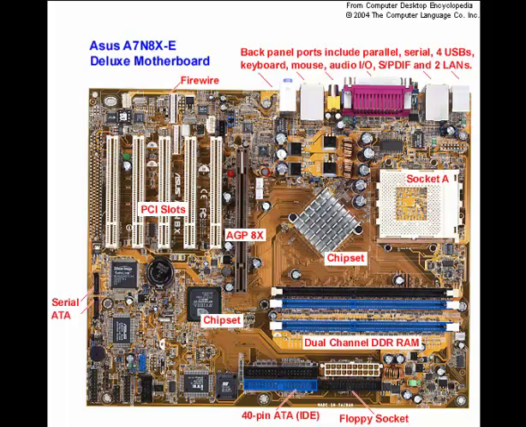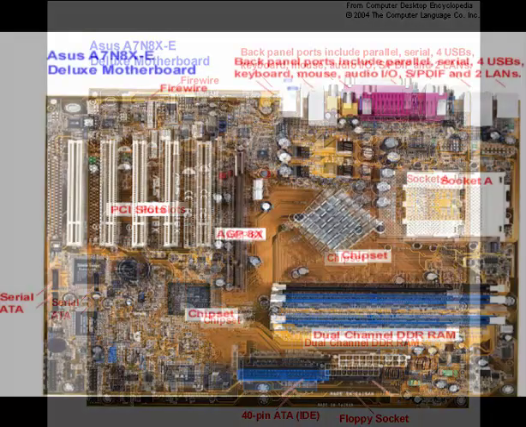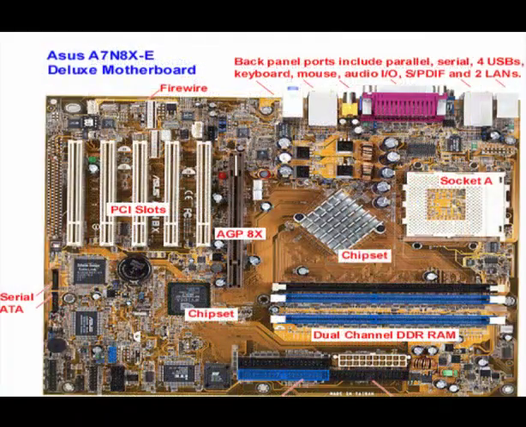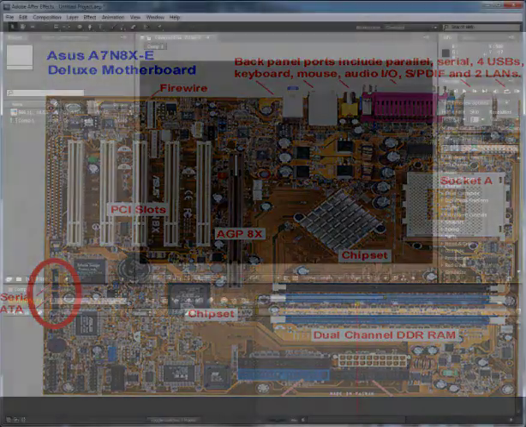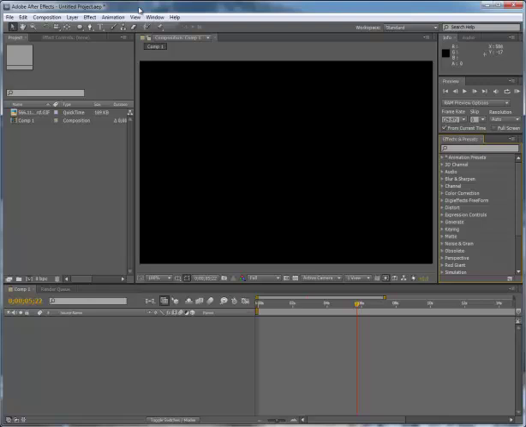As you can see on the screen, we've got just a picture of a motherboard here that's in a composition in After Effects. What I would like to do is have a circle drawn around the SATA connectors, just like this. To make this effect, it's really quite simple.